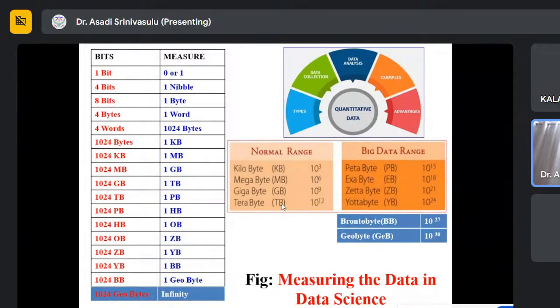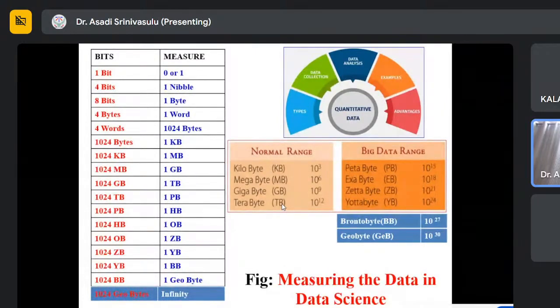If you convert it to binary by dividing by 2, the binary equivalent is 1000001. This happens internally within a fraction of a second, and capital A is typed on our monitor. One bit is equal to 0 or 1, 4 bits is 1 nibble, 8 bits is 1 byte, 1024 bytes is 1 kilobyte, 1024 kilobytes is 1 megabyte, 1024 megabytes is 1 gigabyte.